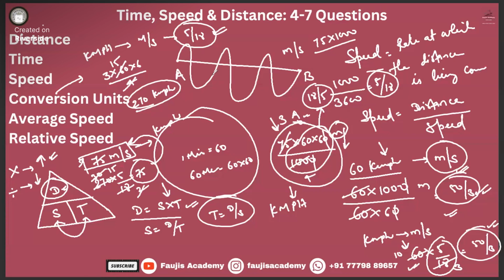Is it clear so far, guys? Yes or no? What I wanted to say is, if you want to change from kmph to meter per second, we multiply by 5 by 18, and when we change from meter per second to kmph, we multiply by 18 by 5. Is it clear to all of you? That's the whole point I'm trying to make. Am I audible, guys? Audible. Yeah. Is it clear? Yes, sir.